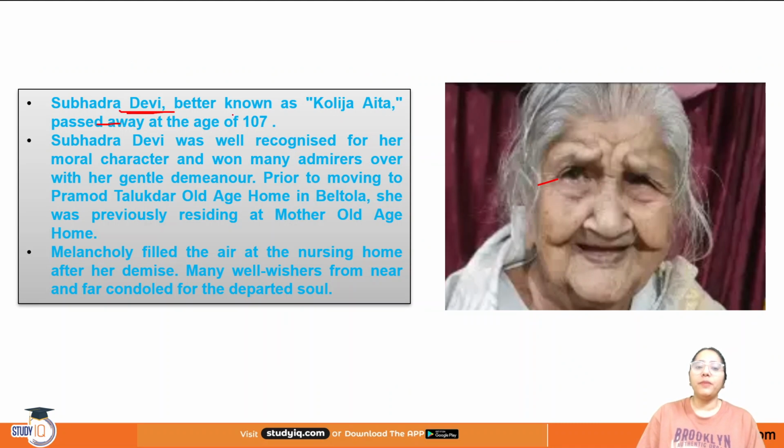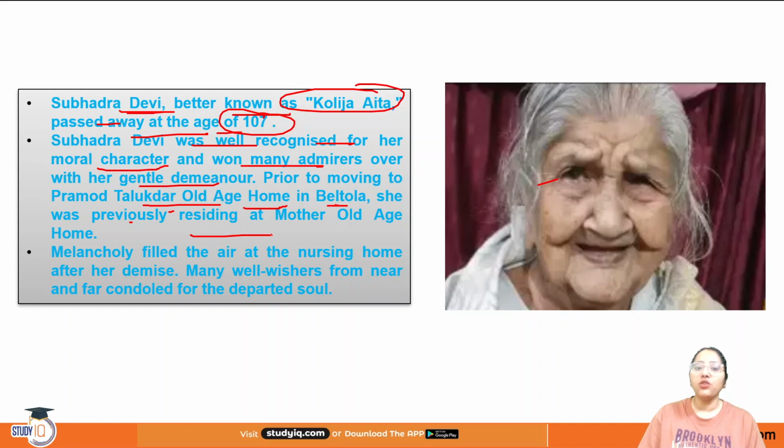Subhadra Devi, who is better known as Kolija Aita, passed away at the age of 107. Subhadra Devi was well recognized for her moral character, and she won many admirers over her gentle behavior. Prior to moving to the Parmod Talukdar old age home in the Beltola, she was residing in the Mother old age home. So she is famously known as Kolija Aita. You can remember that melancholy filled the air at the nursing home after her demise. Basically, she was known for the social service. Many well-wishers from near and far condoled for the departed soul.